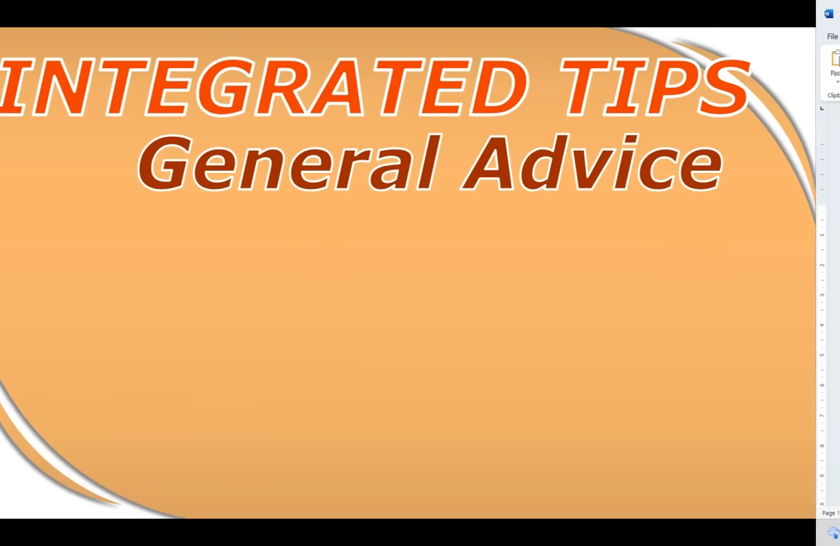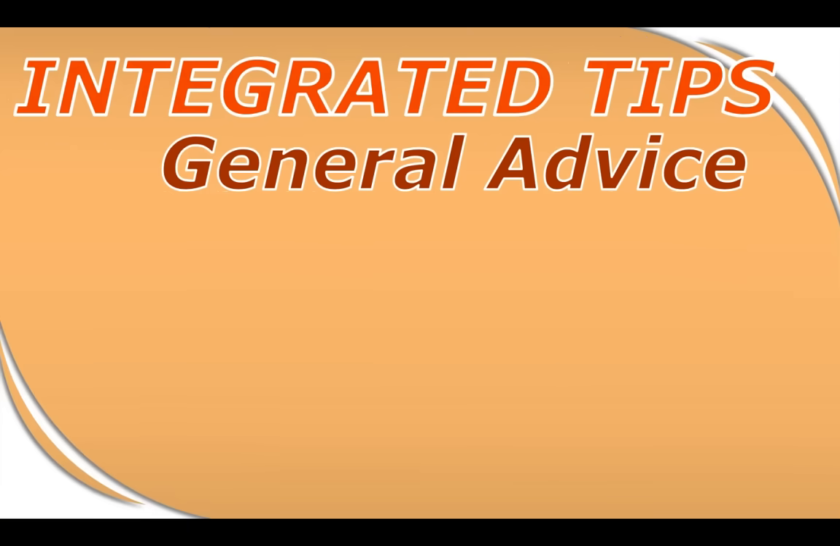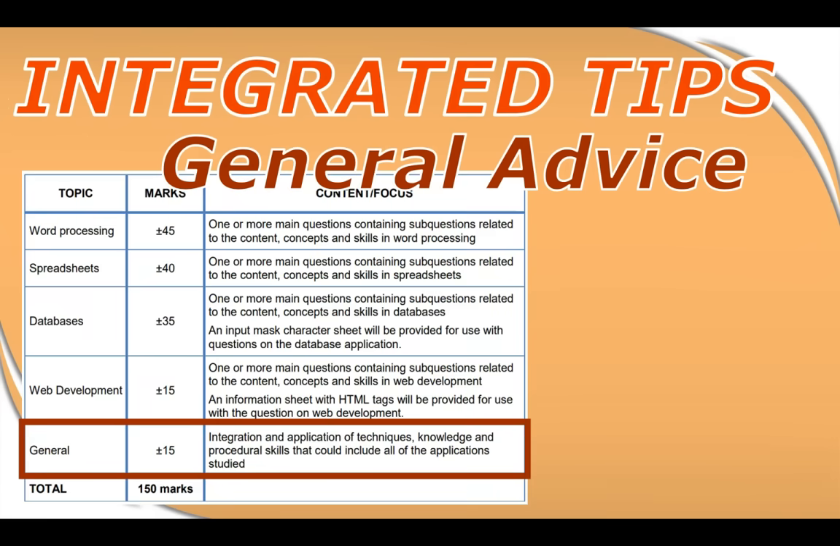Just some general advice in the exam guidelines for this last question. You'll notice that it's approximately 15 marks, and they say they're going to ask things about integration and application of techniques. That's what we've covered, as well as knowledge and procedural skills that could include all the applications studied. So they could ask you some question in Excel, for example, where they give you a problem that you need to solve, and it's a way of using all the skills that you've used by combining multiple things that you've learned in your CAT career.